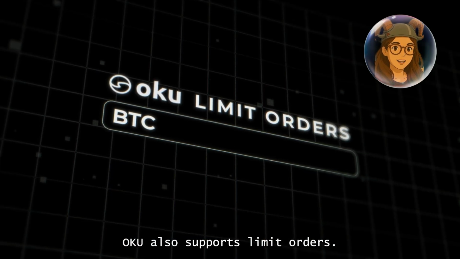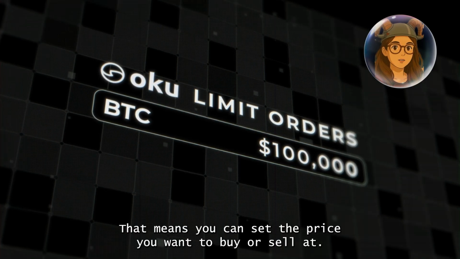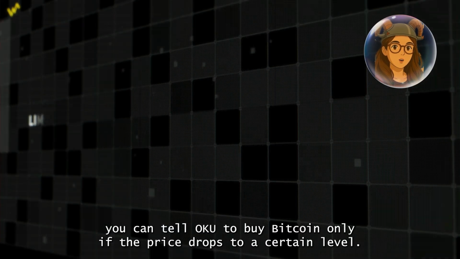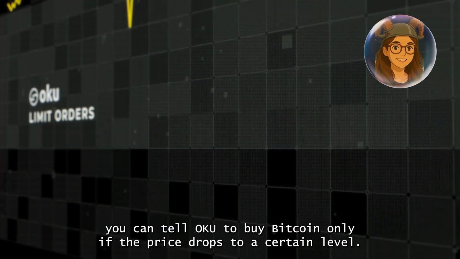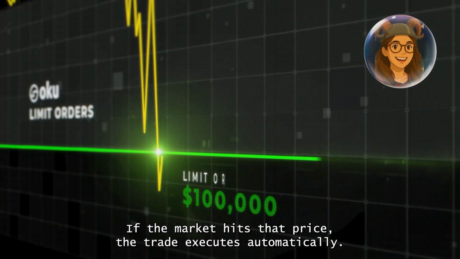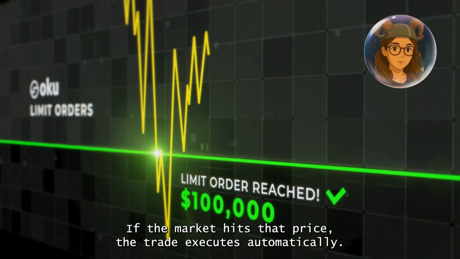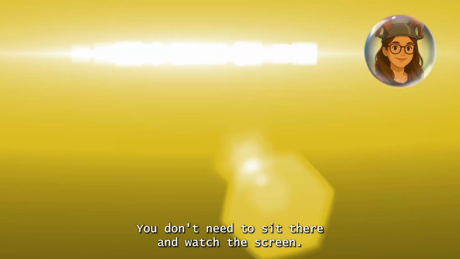OKU also supports limit orders. That means you can set the price you want to buy or sell at. For example, you can tell OKU to buy Bitcoin only if the price drops to a certain level. If the market hits that price, the trade executes automatically. You don't need to sit there and watch the screen.